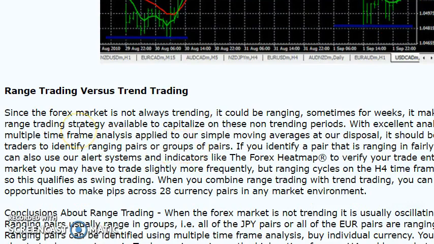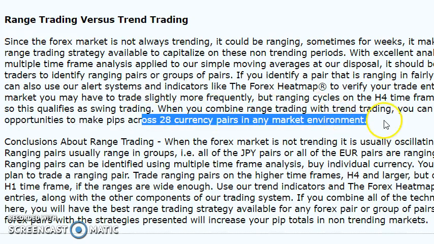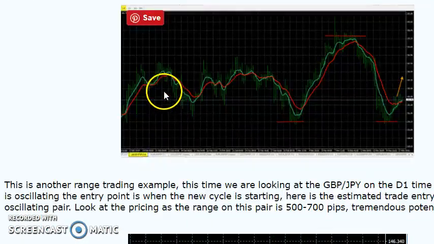But when the market starts ranging, if you're a trend trader and you see that the market is ranging by drilling down the charts with multiple time frame analysis, go ahead and learn how to range trade the market. That way you'll have a method of collecting pips when the market is not trending. And remember that the techniques we're showing you work for 28 pairs. It'll give you a chance to make more pips when the market is not trending.